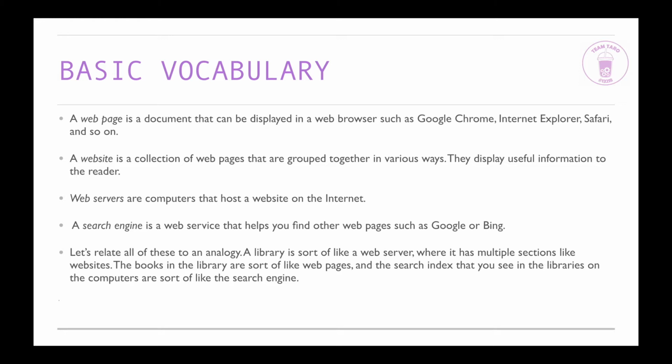A website is a collection of web pages that are grouped together in various ways. So, for example, Apple.com, they have MacBook Pro part of the website. They also have the iPad page of their website, and all of these grouped together is what makes Apple's website really Apple.com.